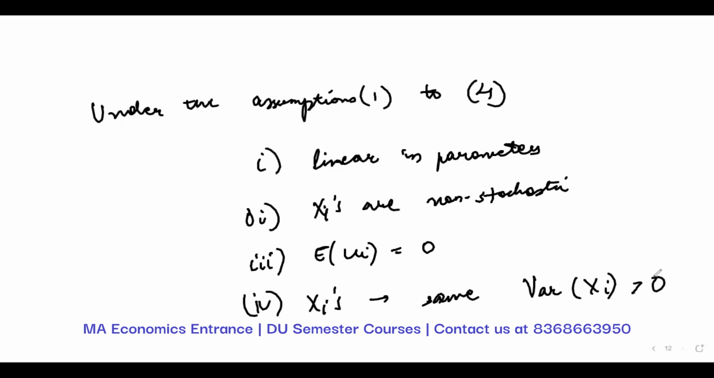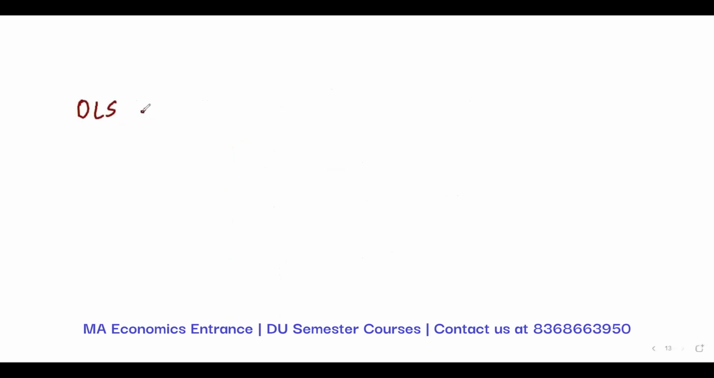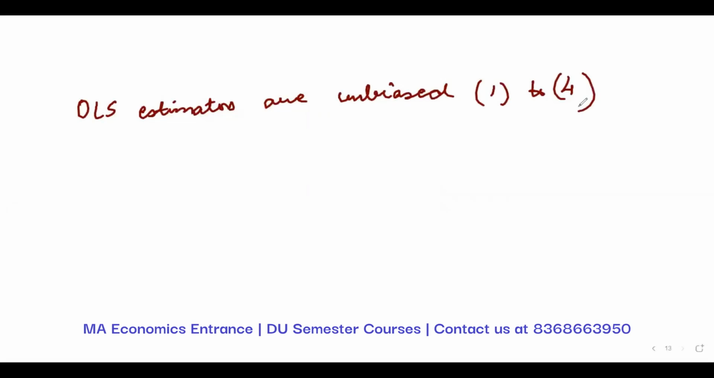Under these four assumptions that we talked about, we can say that the OLS estimators are unbiased if assumptions 1 to 4 hold true. Now, in order to understand what is unbiased, let us first understand the mathematical formulation of being unbiased.